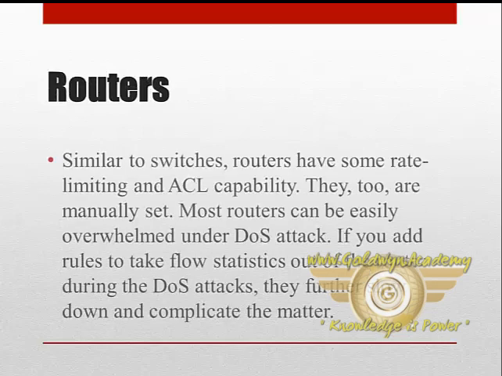Routers. Similar to switches, routers have some rate limiting and ACL capacity. They too are manually set. Most routers can be easily overwhelmed under a DoS attack. If you add rules to take flow statistics out of the router during the DoS attack, they further slow down and complicate the matter.